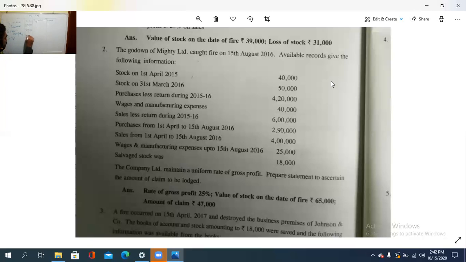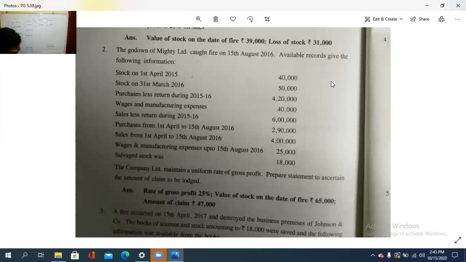So 1 lakh, 25% on the sales. So take the total, then take the difference to get the closing stock. So how much? 2,90,000 plus 75,000 plus 1 lakh, 4,65,000, minus 4 lakh. So 65,000 is the closing stock value. See, the value of stock on the date of the fire is 65,000.